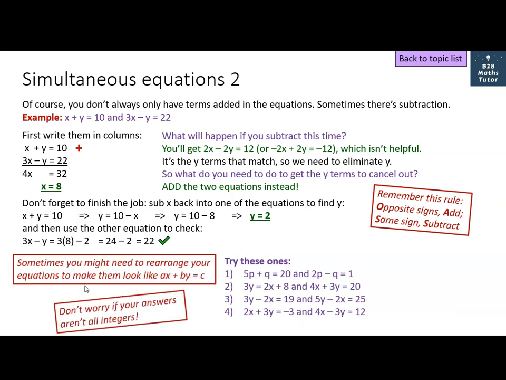Sometimes you might need to rearrange them. They might not already look like something x plus something y equals a constant. You might need to move them around a bit to get them looking the same so that you can line the columns up like this. And also your answers might not always be integers. You might have fractions or decimals in there. Don't worry if you find that. As long as your checks show you that you've got the right answer, you're probably right. Right, pause the video, work out your answers and press play when you're ready to go through them.